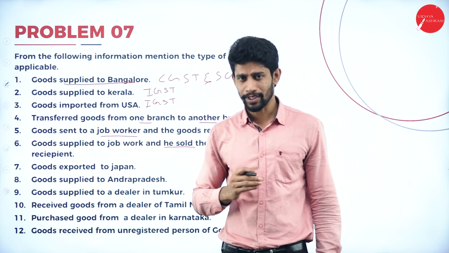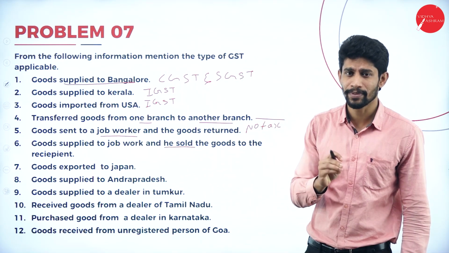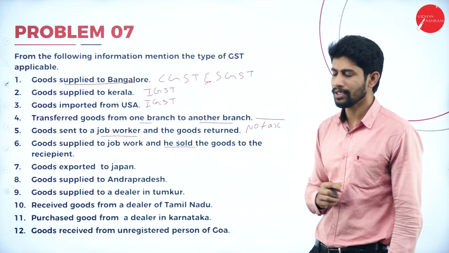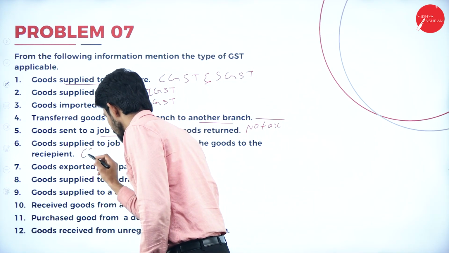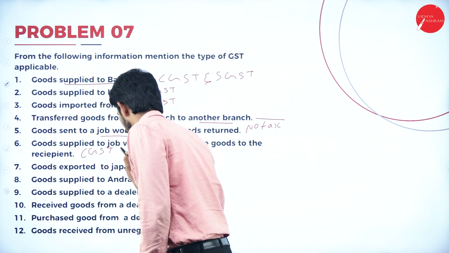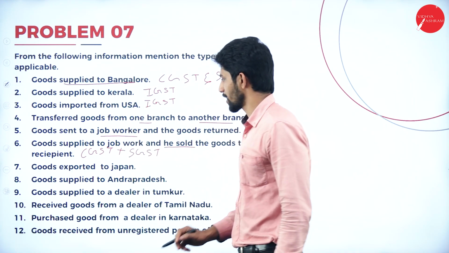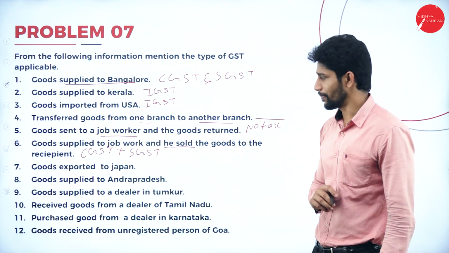So what tax is applicable? Here the place of the recipient is not mentioned. You have to assume that the transaction is happening within the state. So what tax is applicable? Yes, it is CGST plus SGST is applicable. What tax is applicable? CGST and SGST is applicable.